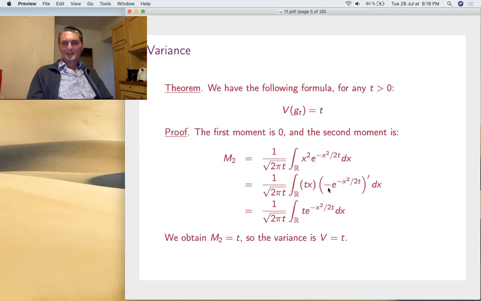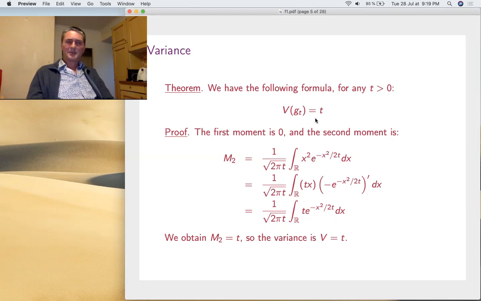So you integrate this, you take the derivative of this. And the term at minus and plus infinity is 0, so it doesn't matter. So you get this formula here. Now you have this t here, but for the rest, it's just the integral of g_t, that's 1. So just this t is left. I'm using the Gauss integral once again. So the second moment is t, so that's your variance.